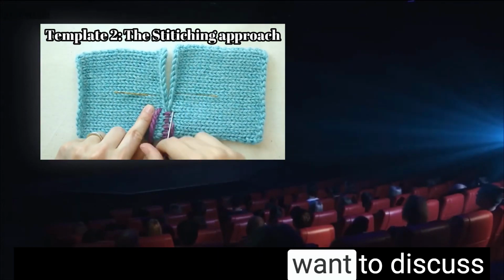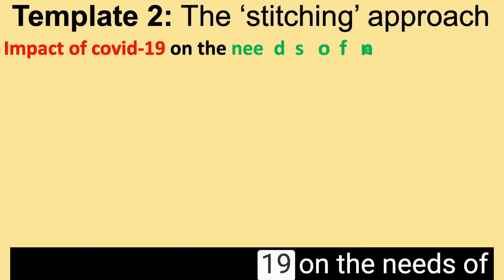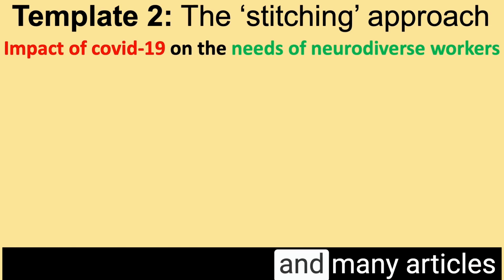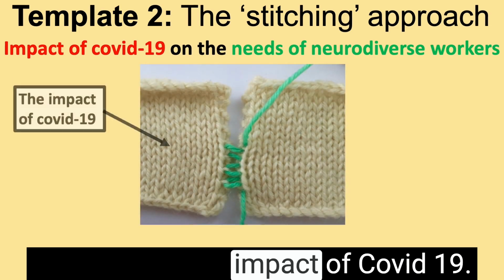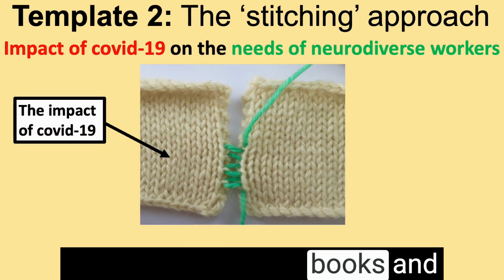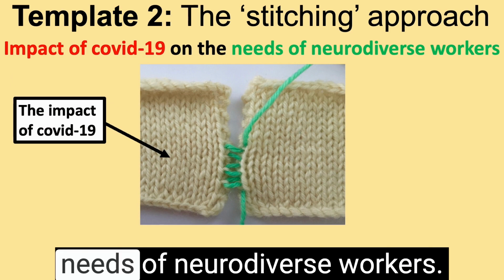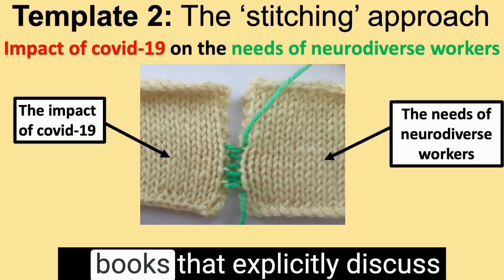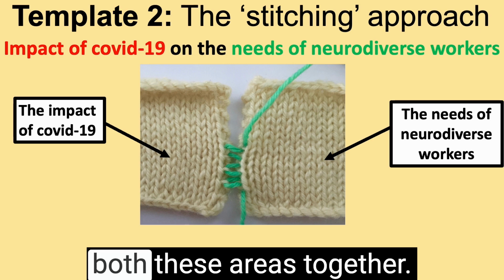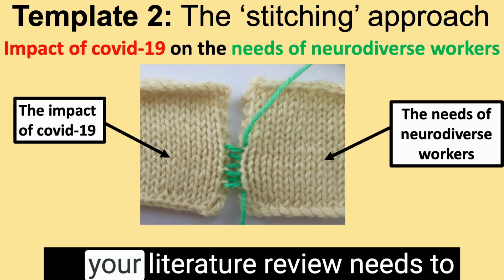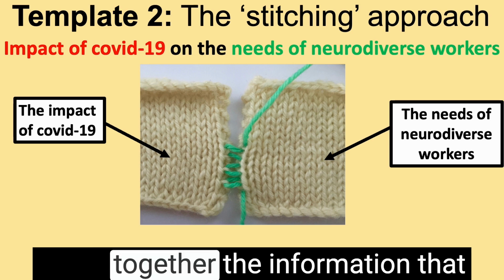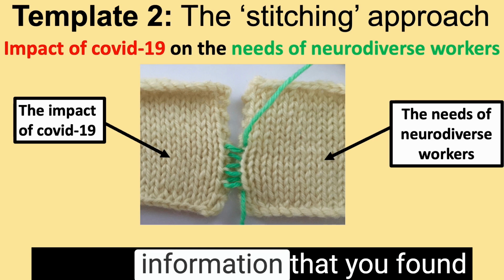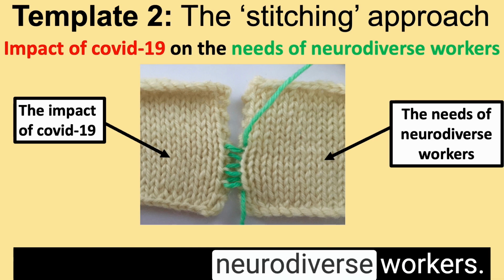For example, you may want to discuss the impact of COVID-19 on the needs of neurodiverse workers, and you find that there are many books and many articles that discuss the impact of COVID-19, and there are many books and many articles that discuss the needs of neurodiverse workers, but you cannot find any articles or books that explicitly discuss both these areas together. So your literature review needs to stitch together the information that you found on the impact of COVID-19 with the information that you found on the needs of neurodiverse workers.